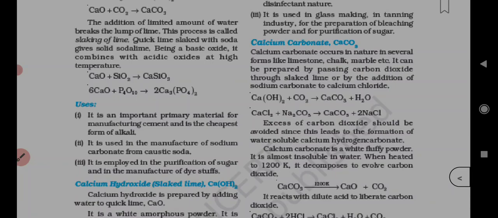It is used in the manufacture of sodium carbonate from caustic soda. Calcium oxide is used in the preparation of sodium carbonate from caustic soda.